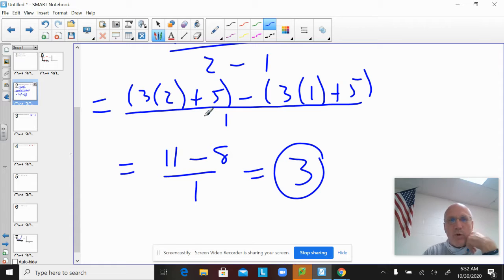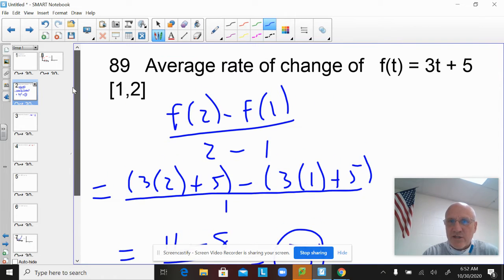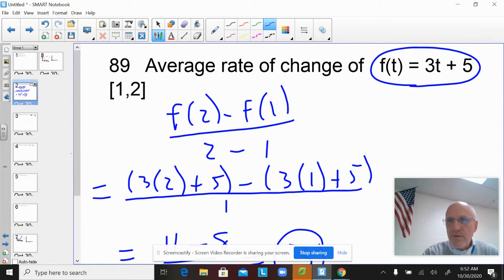Now, for that problem, one could argue that was a silly question to ask, because look at the function. It's f of t equals 3t plus 5. That's just a line, whose slope is always 3. So it should make sense that on any interval, the average rate of change of a line is going to be whatever the slope of the line is. So that was kind of baby steps as we get into these.